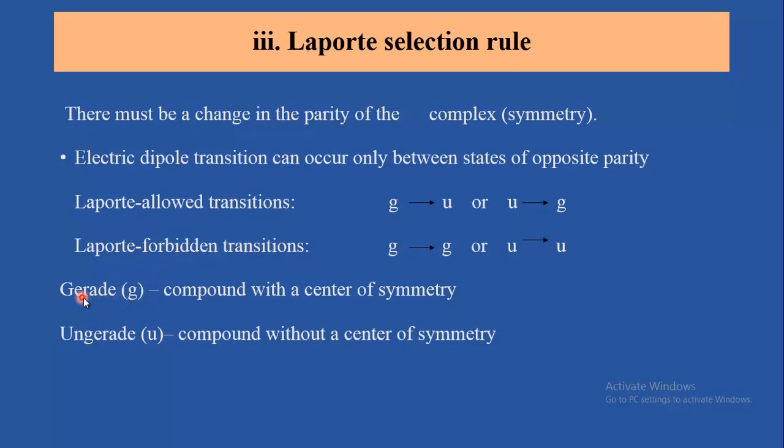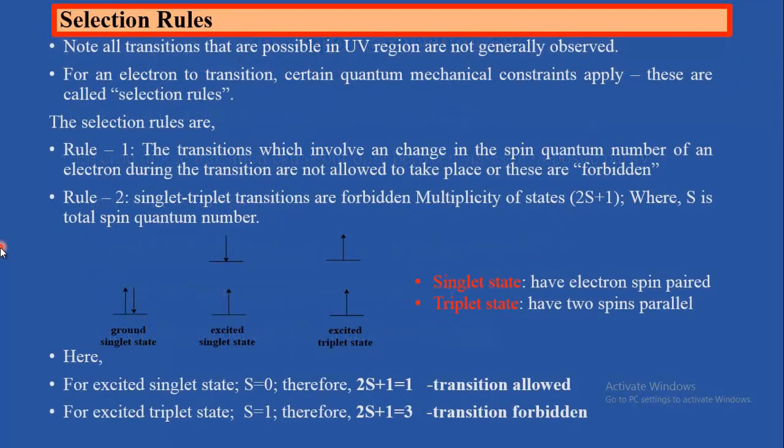G is basically a gerade compound with a center of symmetry. If the center of symmetry exists, then it is forbidden. And an ungerade compound is without a center of symmetry. Here symmetry is changed. If the symmetry is changed, then it is an allowed transition. Otherwise, it is a forbidden transition.